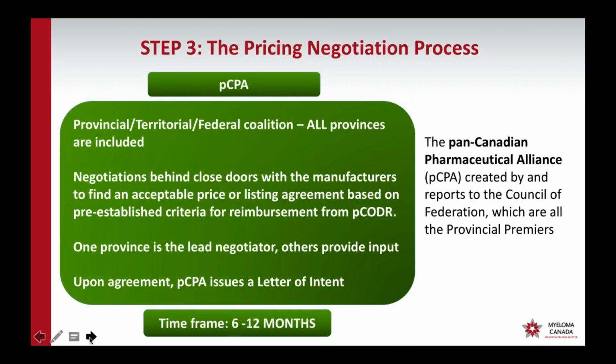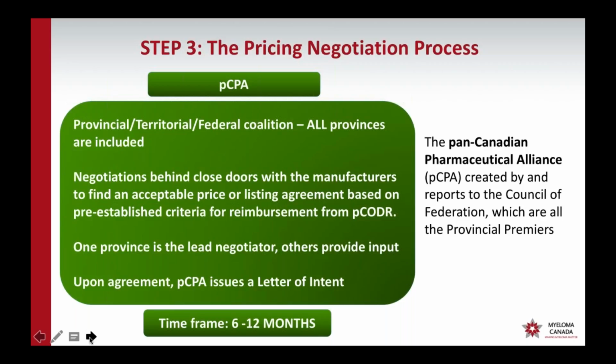These negotiations happen behind closed doors with the manufacturer, and they will look at an acceptable price or a listing agreement based on the criteria that pCODR will have recommended for the drug. So pCODR will spit out the recommendation.